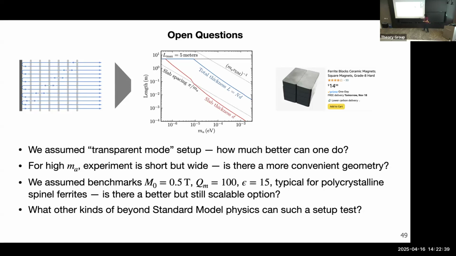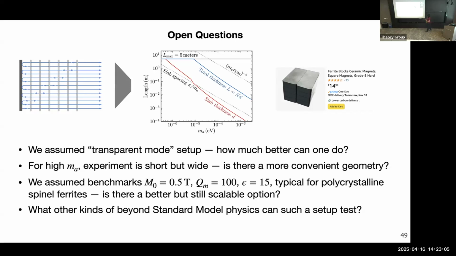The other thing is that I just took the benchmarks that are on the manufacturer data sheets for basically one of the cheapest things they sell. And it is possible that there are better magnetic materials out there that are still scalable to large volumes. In particular, the material we used, I believe, is lithium ferrite. It has a high permittivity, which actually suppresses the volume you can have, and it has a relatively low quality factor. You can imagine something that's better than this, but still not as good as YIG, but you can still buy a lot of.